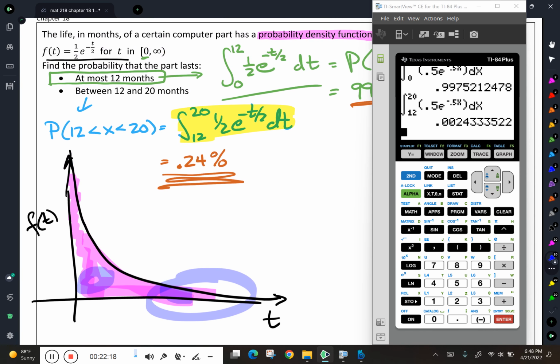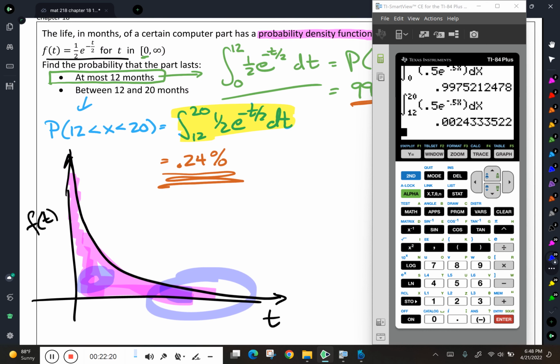Okay, does that make sense? My graph is actually wrong. This crosses right there at 1. Oops. It crosses that axis at 1. So lots of probability down here on the low end, but not too much up there on the high end. So there's a good chance this thing won't last very long.